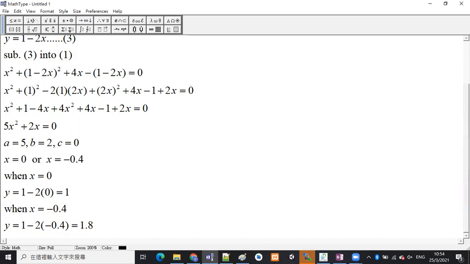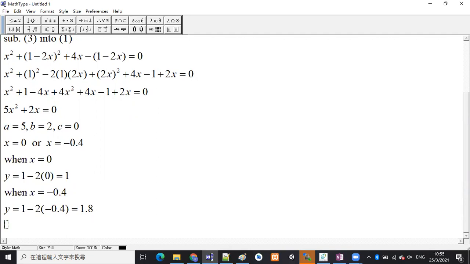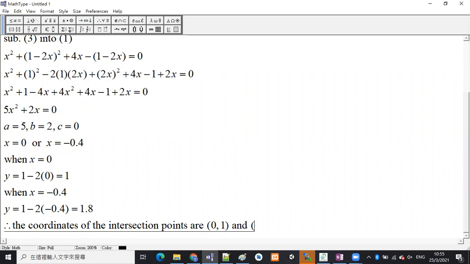And if the question asks us to find the coordinates of the intersection points, then we can answer the question by this. Therefore, the coordinates of the intersection points are: the first point will be 0 and 1, the x coordinate and corresponding y coordinate. The second point will be negative 0.4 and 1.8. Get this? Okay?